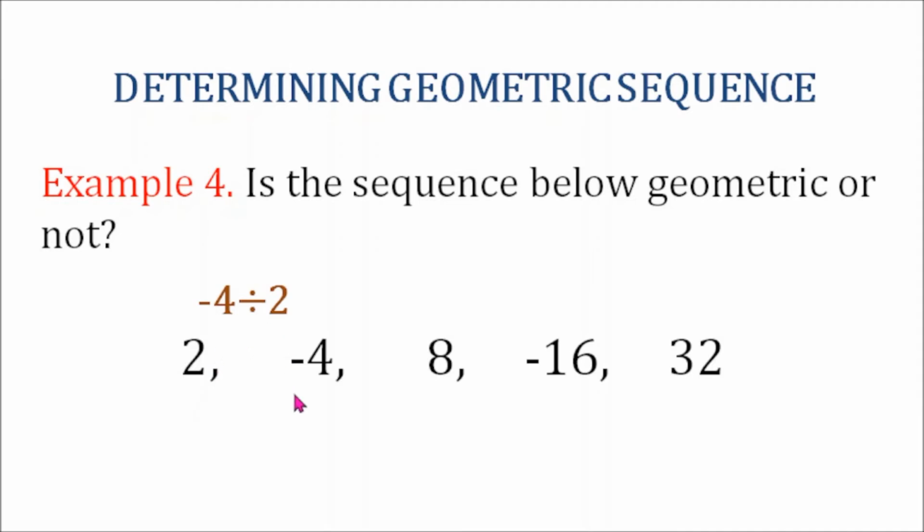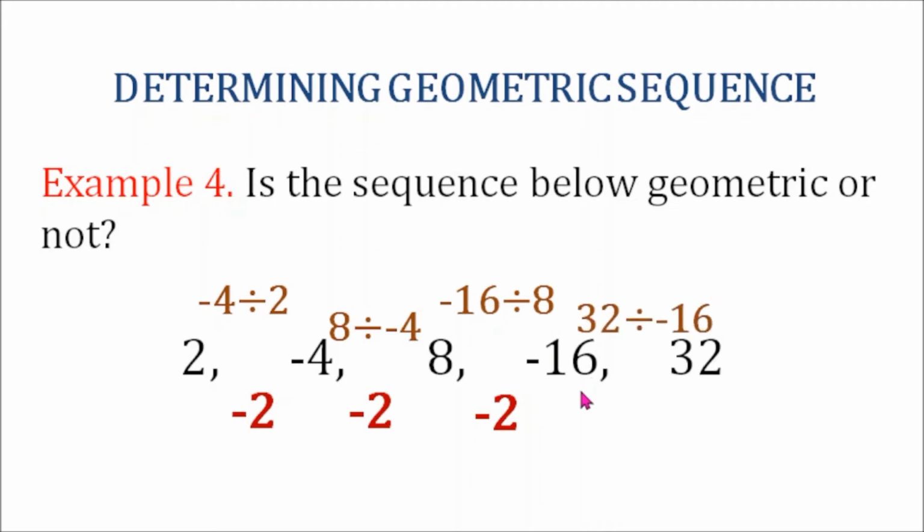So -4 divided by 2 is -2. 8 divided by -4 is also -2. -16 divided by 8 is also -2. And 32 divided by -16 is also -2. So there is a common ratio, so this is a geometric sequence.